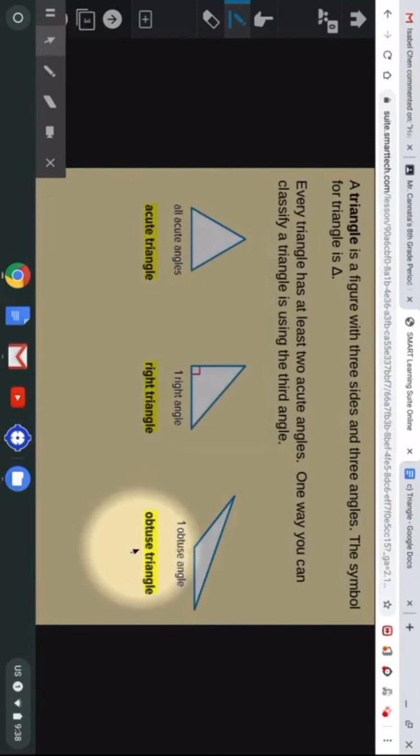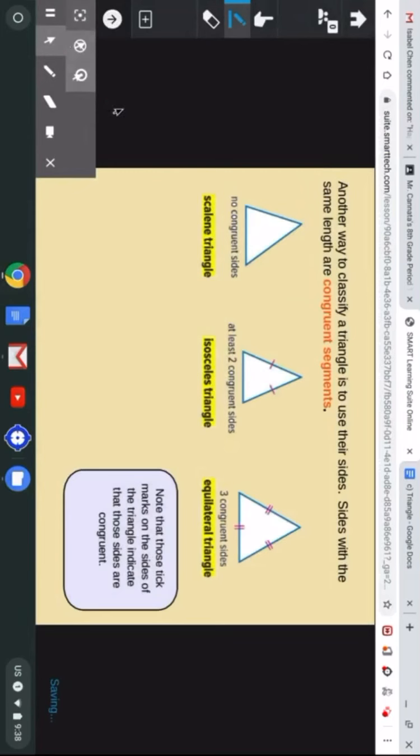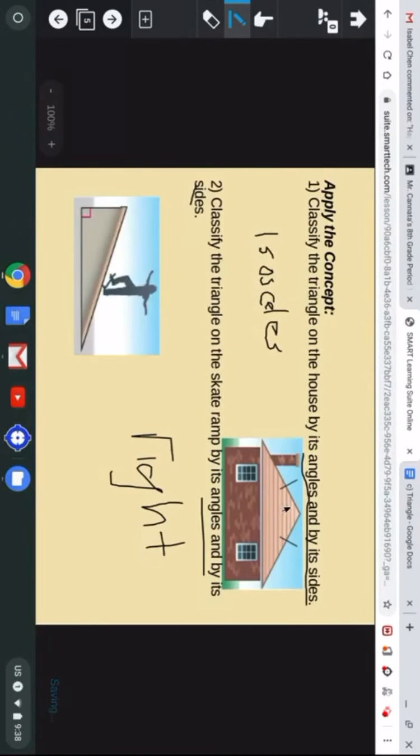Since it doesn't have a right angle, it has all acute angles or an obtuse angle. This triangle here has that longer angle there. So I'm going to say this is obtuse. So this would be an obtuse isosceles triangle. Obtuse. Okay. This next one's a right, so this one's kind of easy.